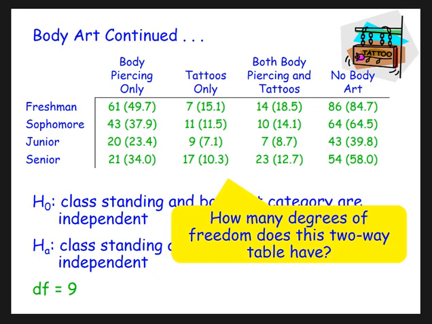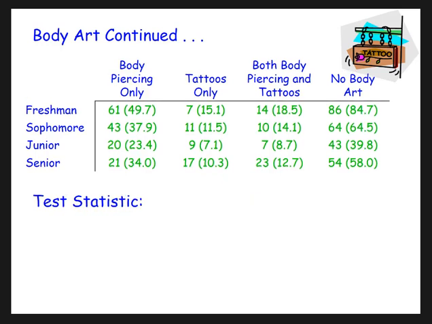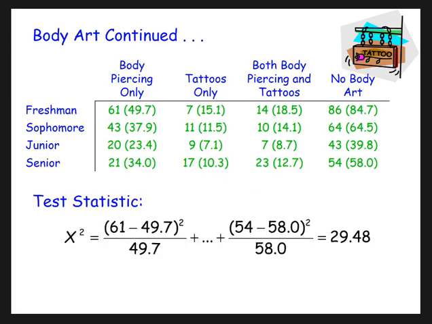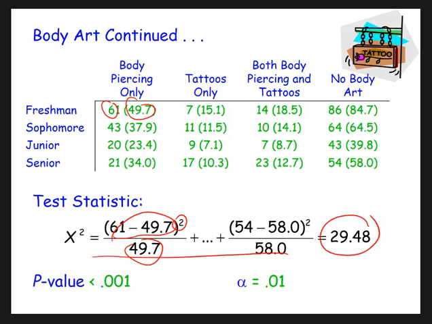4x4, so degrees of freedom are (4 minus 1) times (4 minus 1), which is 3 times 3, is 9 degrees of freedom. Our test statistic, again, is the observed minus the expected. We square that and then divide by the expected. We do that for each of the 16 cells and we add them up to get 29.48.